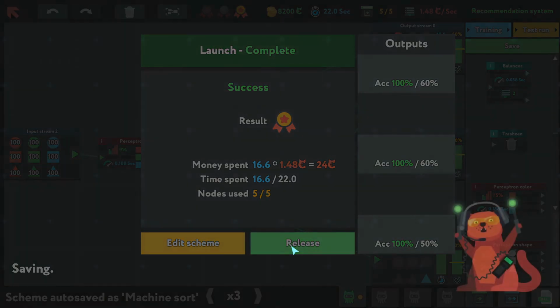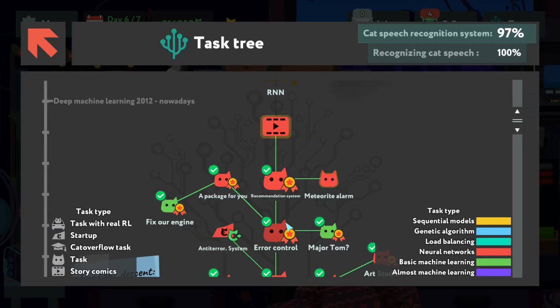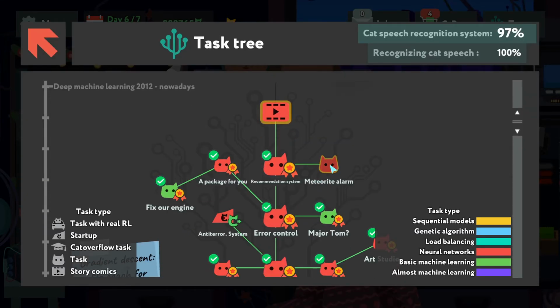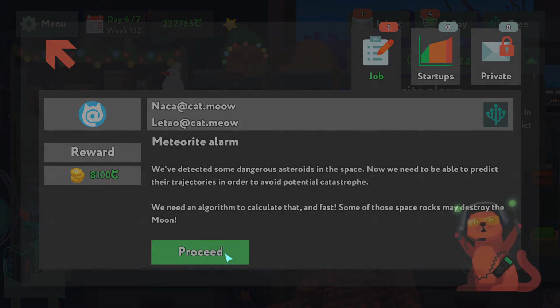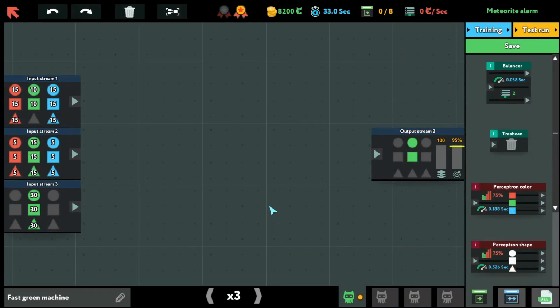Okay, it's very straightforward. And the last one is going to be meteorite alarm. We've detected some dangerous asteroids in space. Now we need to be able to predict their trajectories in order to avoid potential catastrophe. We need an algorithm to calculate that, and fast. Some of those space rocks may destroy the moon. Oh, just the moon, okay. At least it's not Earth.